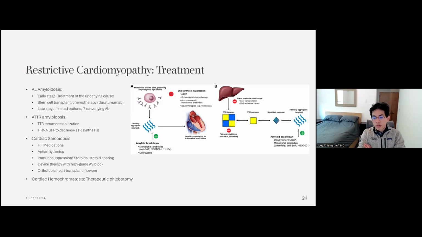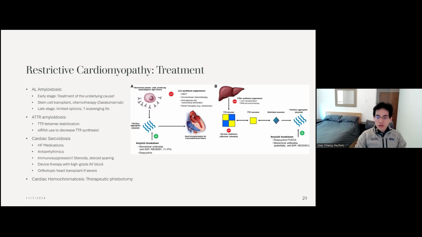ATTR amyloidosis. This is pretty exciting in that we have the development of tafamidis. Previously, this was a condition that was thought to be very, very rapidly progressive. Tafamidis is an agent that helps stabilize the tetramer of transthyretin when it's generated, so it ends up not breaking up into its monomers where it's able to deposit into the heart. Additionally, kind of a throwback to OG bio days, you can use small interfering RNAs to decrease TTR synthesis. I don't see that these are used all that often, but patisiran and vutrisiran are agents in this class as well.